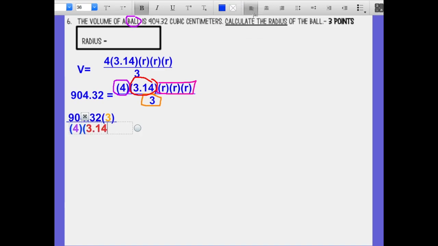All right, make sure that you check this out carefully, especially if you get stuck here on this review in class. So when you do this, you're going to end up with that r cubed. So r times r times r. All right, so when you go ahead and do all of this, 904.32 times 3 divided by 4 and divided by pi.